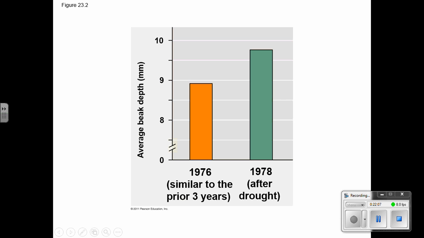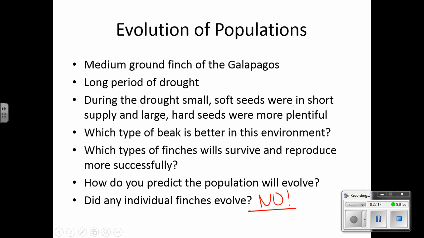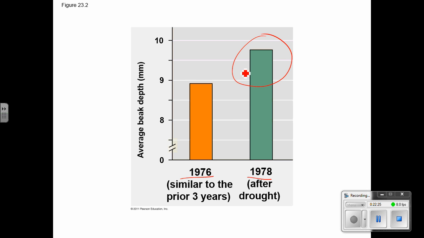The average beak depth, 1976, after the drought. Notice that the beak depth became much greater. Well, during the drought, what did they say? During the drought, small soft seeds were in short supply, large hard seeds. So remember, large hard seeds, you're going to need a harder beak or a bigger beak or a thicker beak to crack those nuts.